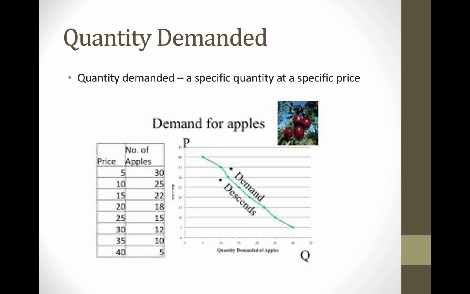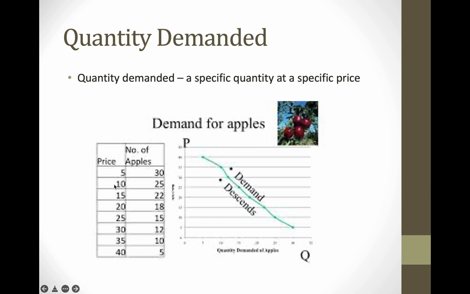But if we're looking at a specific point, this one point on the curve, or this point, which we got from this chart here, my quantity demanded at 5 cents is 30. It's a specific price and a specific quantity. So the demand is all of this. Quantity demanded is one of them. So yeah, make sure you understand there's absolutely a difference.